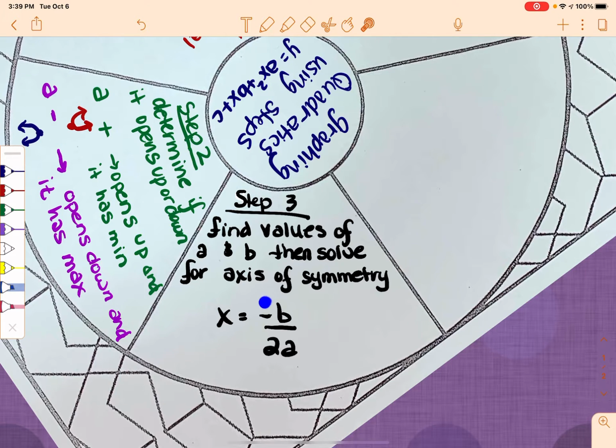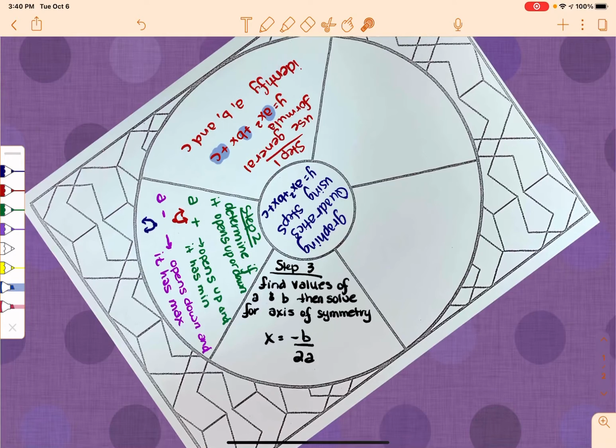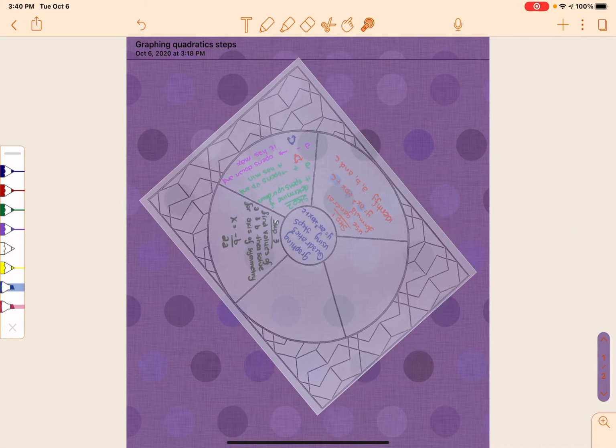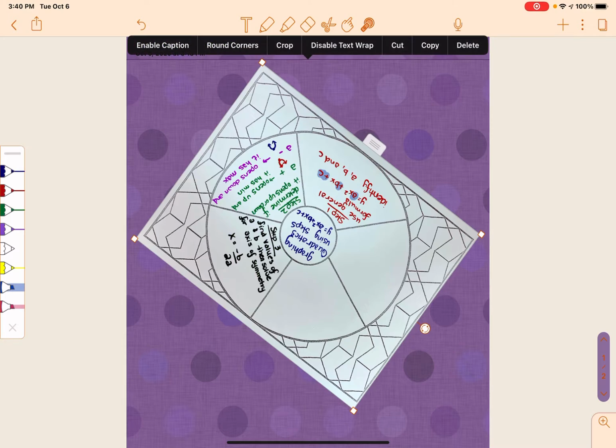So here's what I always say. It's negative b on the top. That means whatever b is, this is going to be the opposite of that, over 2 times whatever a is. So finding the axis of symmetry is going to help us when we go to graph it.